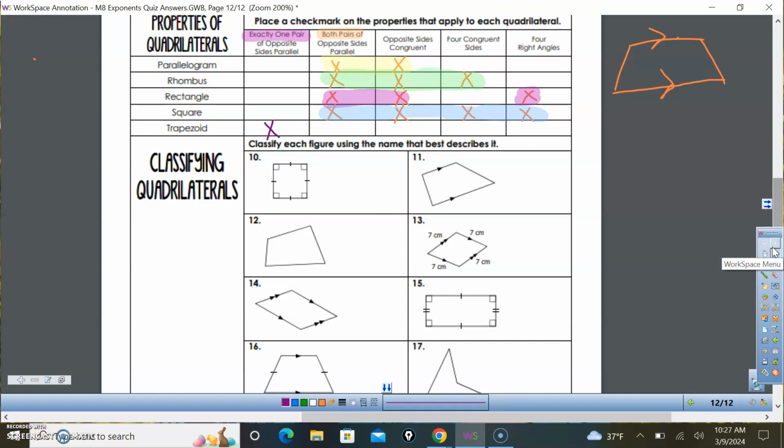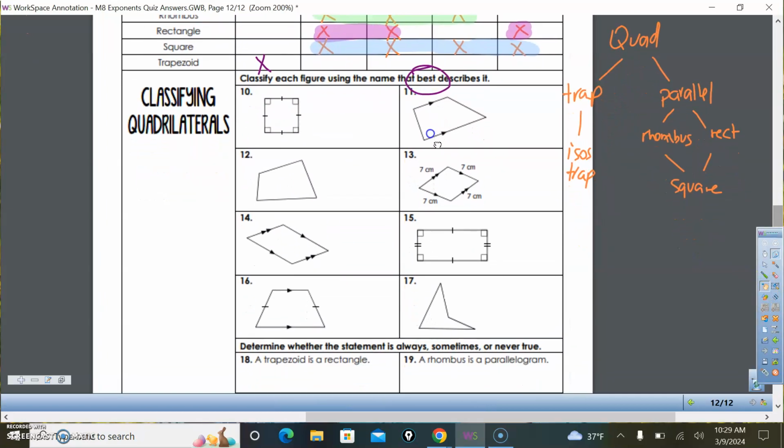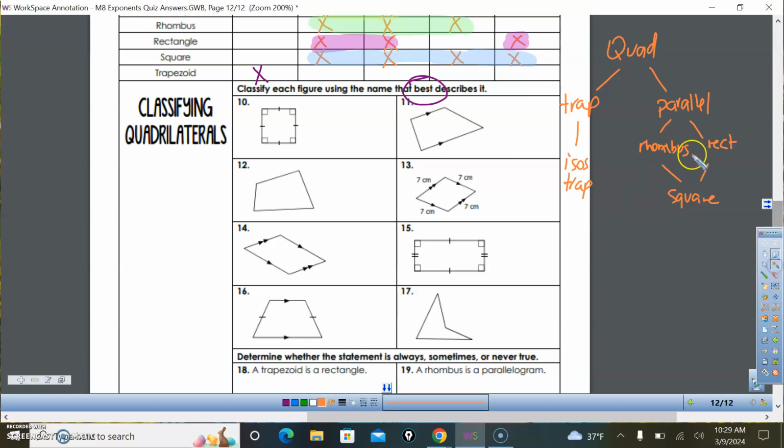Okay, we are going to jump down and take a look at numbers 10 through 17 now. And one thing I want you to do in the directions here, it says to classify each figure using the name that best describes it. Do me a favor and circle the word best. What I highly recommend is that you have that diagram with our flow chart on it. And when it says to give the best name that describes it, it means we want to go as far down this flow chart as we possibly can.